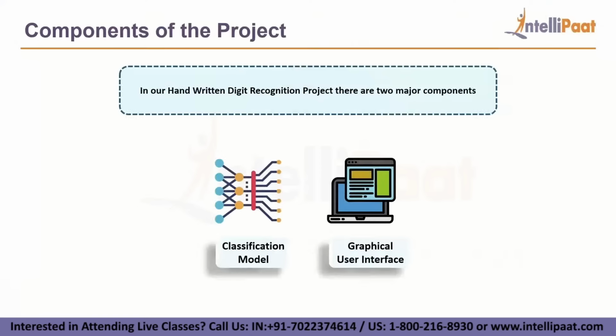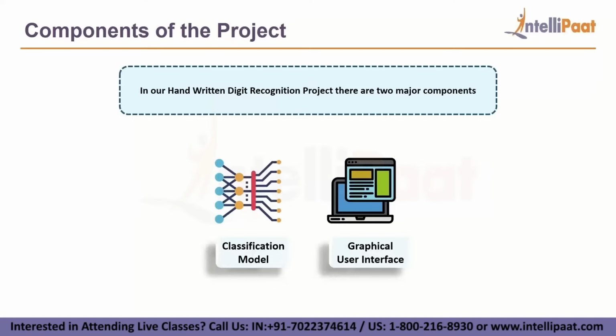In this handwritten digit recognition project, there are two major components. First is the classification model, and second is the graphical user interface. The classification model is the model that will be performing the classification part, which is, it will take the image and tell us what is the digit that is contained inside the image.